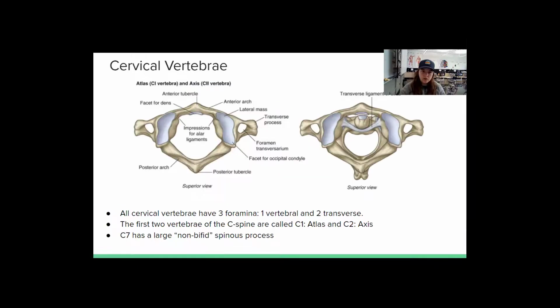for support and cushion and flexibility. So here we have cervical vertebrae, and they're characterized by having 3 foramina, 1 vertebral foramen, which is where that spinal cord goes through, and then 2 little tiny transverse foramina.